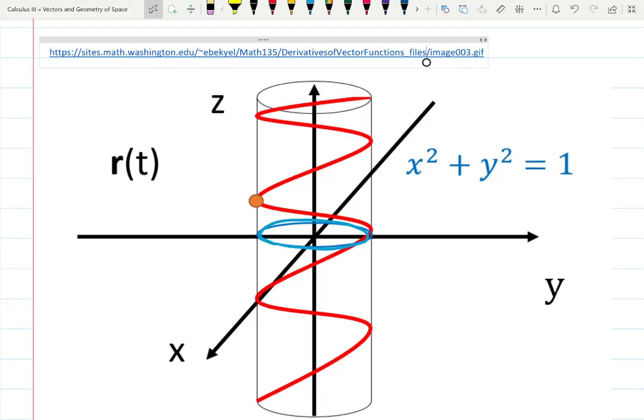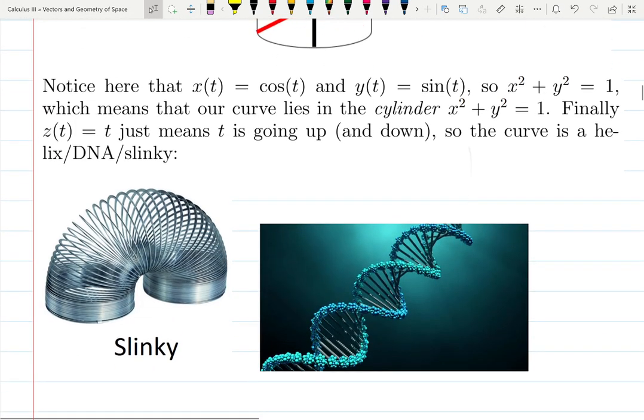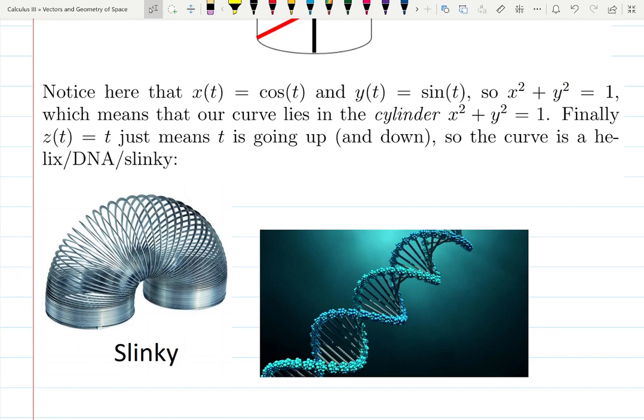Or as an example, let me see. This thing, slinky. We call it пружинка. Whoa. Oh, very good. Пружинка. So that's slinky. And the DNA, of course.